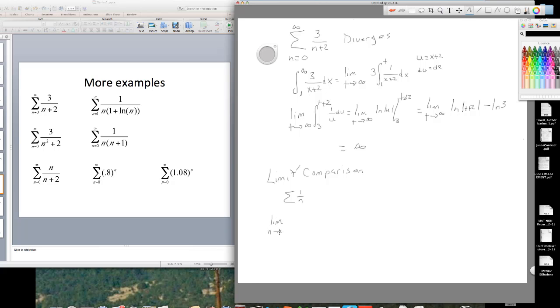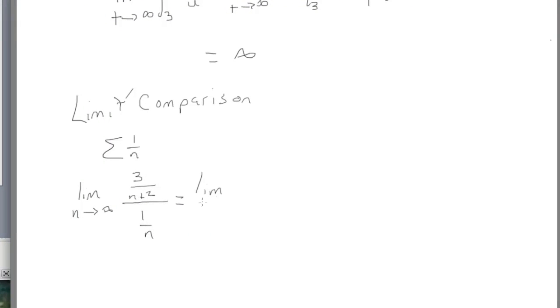And so the limit comparison test says I take the limit as n goes to infinity of, well, I'll use 3 over n plus 2 here, divided by 1 over n, and now that is equal to the limit as n goes to infinity of 3 over n plus 2 times n over 1, which is the limit as n goes to infinity of 3n over n plus 2, which is 3.